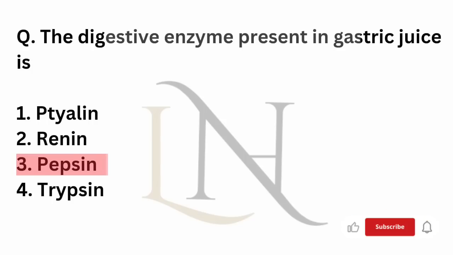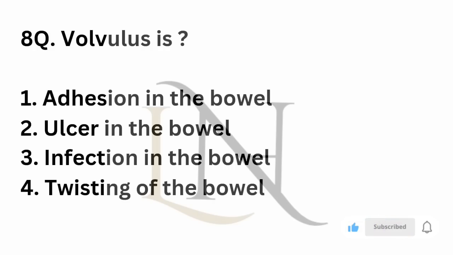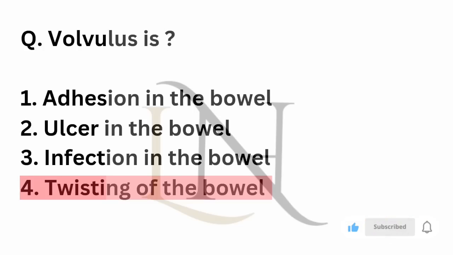Next MCQ, volvulus is option 1 adhesion in the bowel, option 2 ulcer in the bowel, option 3 infection in the bowel, option 4 twisting of the bowel. Answer is option 4, twisting of the bowel we call volvulus.